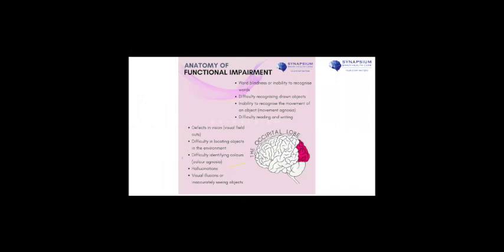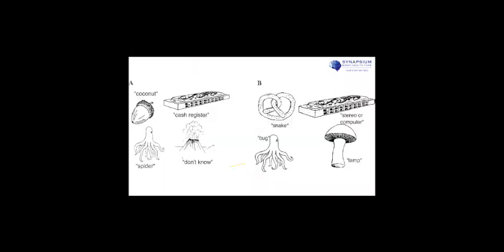The occipital lobe. Damage to the occipital lobe can cause trouble visually recognizing objects, and this can lead to perceptual errors. As you can see, they're unable to recognize the object correctly, so they name it differently than what it actually is. For example, this mushroom is something they would say is a lamp.